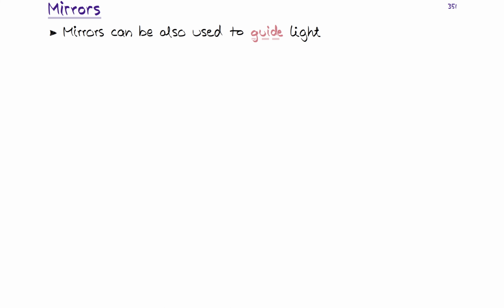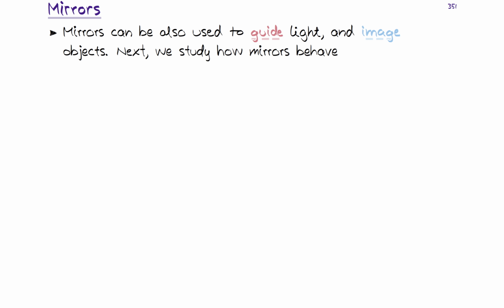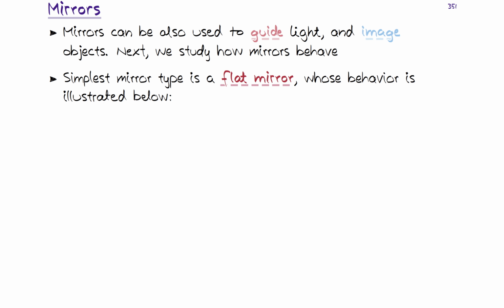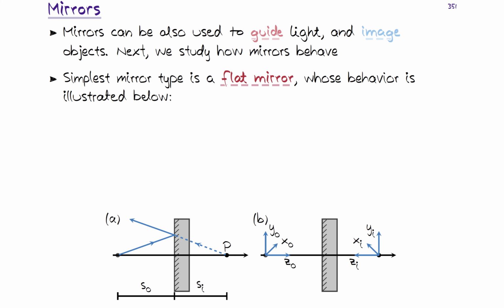So mirrors can be used also to guide light, exactly like lenses. And we can also form images, so that we can really use mirrors for imaging things. And what we will do next is show how mirrors can actually do this, how we can image an object point into an image point. And we start by considering a flat mirror. And the behavior is illustrated in the figures A and B. So we start by having an object point at the optical axis. That will be the object point here.